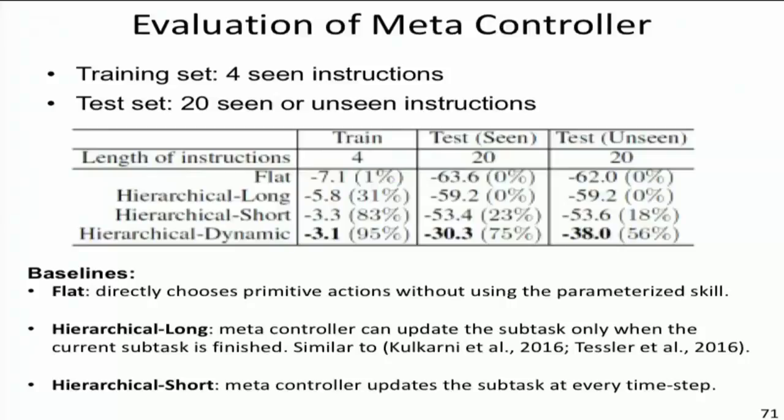And another baseline is hierarchical short, which means that it's the same hierarchical architecture as ours, but it doesn't have a temporal abstraction. So it will make a decision about the subtask command every time step. So probably it has more chance of making mistakes or suboptimal decisions because of this lack of temporal abstraction. So at the end, we can see that our full architecture is better than these other baselines.